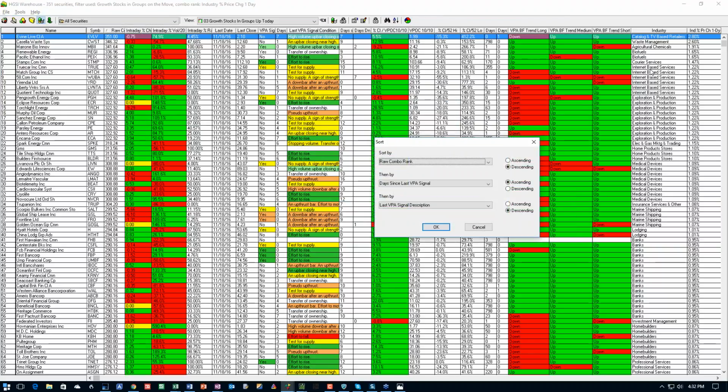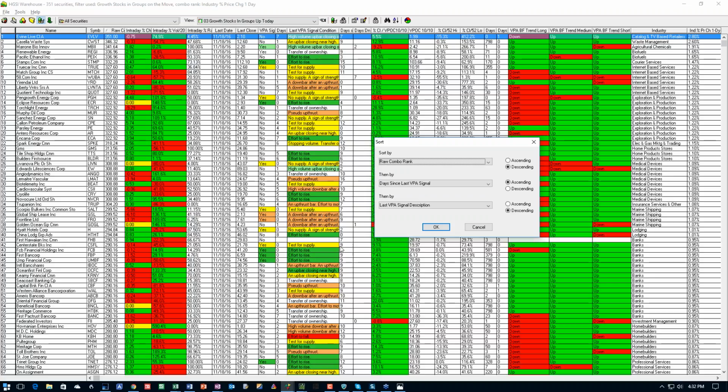So here's internet-based services here. Raw combo rank, it puts the groups together. You like to see the wolf packs together. You like to see how much they moved. Then you want to see the days since the last VPA signal. If it's a 0, that means that the signal was generated when you updated that day. And then the description. If there are several that have the same description, they're going to be grouped together.